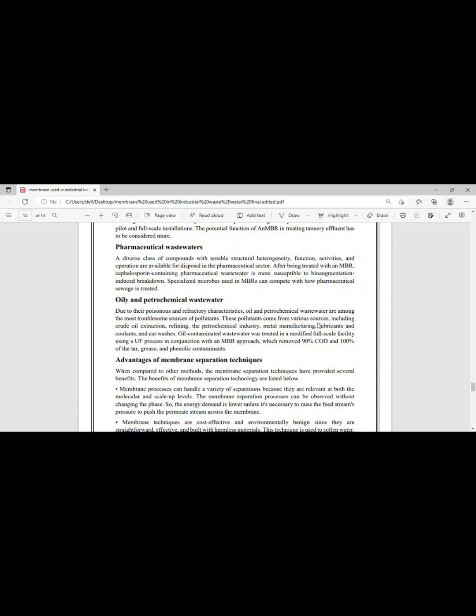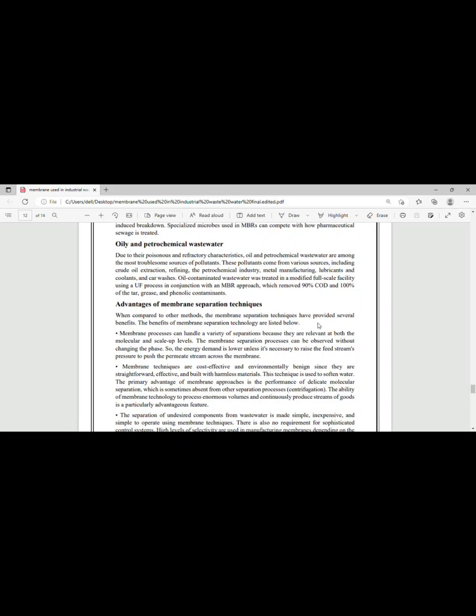Pharmaceutical wastewaters. A diverse class of compounds with notable structural heterogeneity, function, activities, and operation are available for disposal in the pharmaceutical sector. After being treated with an MBR, cephalosporin-containing pharmaceutical wastewater is more susceptible to bioaugmentation, including breakdown. Specialized microbes used in MBRs can compete with how pharmaceutical wastewater is treated.